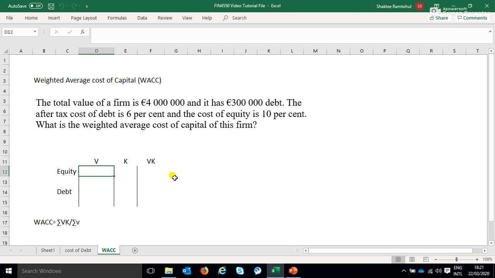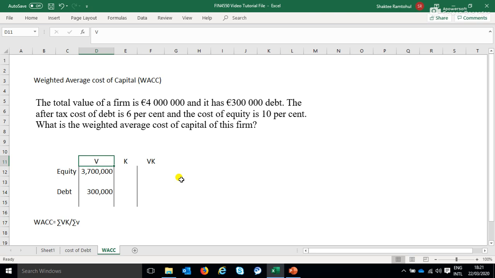So what I've learned is there's a small format and a small calculation which will lead us to the WACC. Now, first of all, let's understand what the market value of the company is made up of. We're told the total value is 4 million euros, and this consists of 300,000 euros of debt. So that leaves us with 3,700,000 of equity.